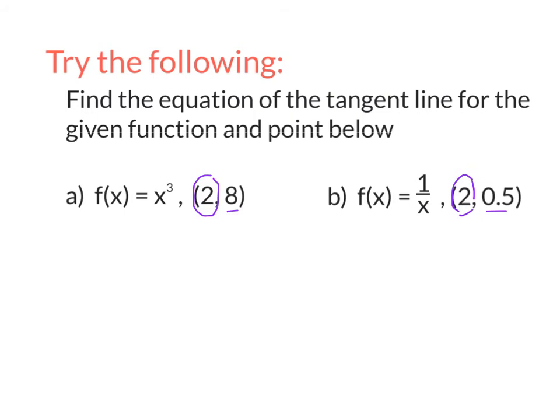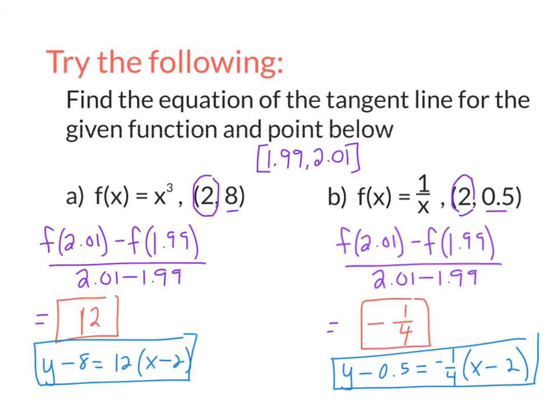Try the best you can on these, and we'll go over the answer here in a few seconds. So you can check your work here, but after working these out using average rate of change formula in both cases, in the first case you should have got a slope of 12. In the second case you should have got a slope of -1/4, and so if you plug it into point slope form, these are your 2 equations of tangent lines that you should have got.